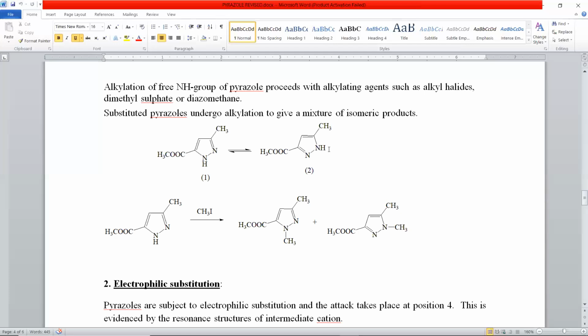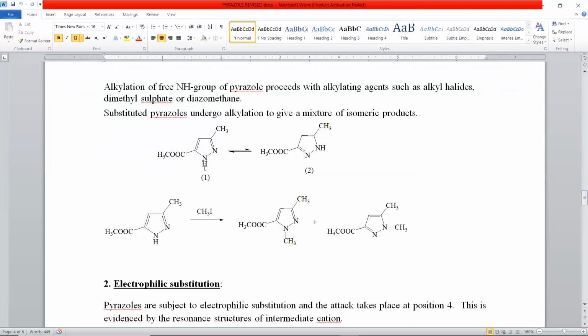NH hydrogen is replaced by the alkyl groups. So substituted pyrazoles undergo alkylation to give a mixture of isomeric products. This is because pyrazole has two isomeric structures, where there is a change in the position of this hydrogen. Here hydrogen is on the N1. Next we can write another isomeric structure where hydrogen is on the other nitrogen atom.